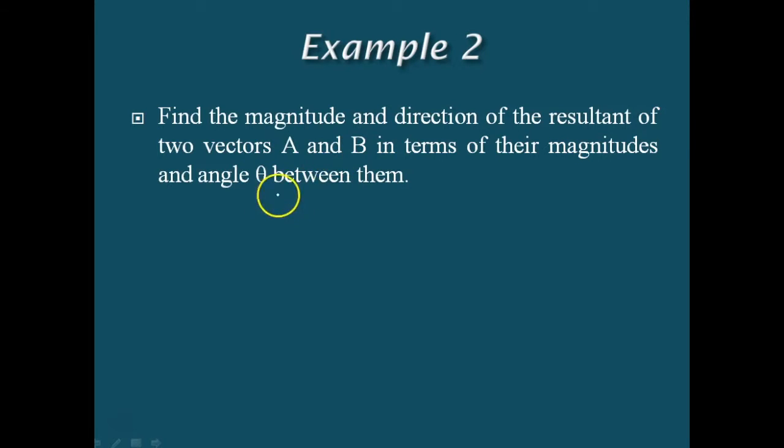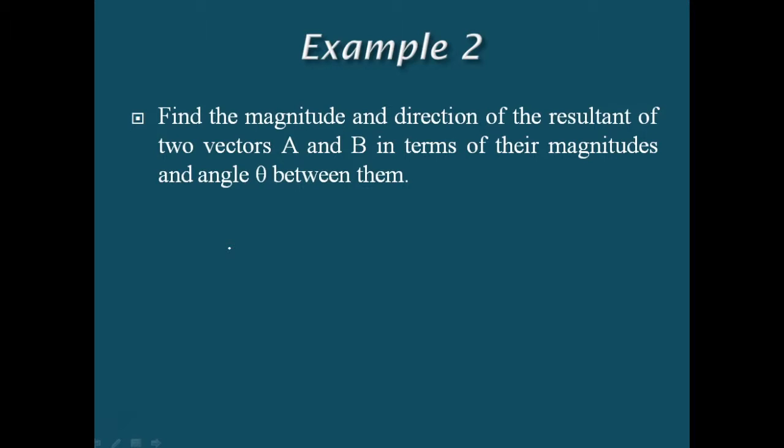So in this part, let us solve a few problems. The first problem is: find the magnitude and direction of the resultant of two vectors A and B in terms of their magnitudes and the angle theta between them. Here they have given two vectors A and B, and we should find the resultant magnitude and the angle theta between them.